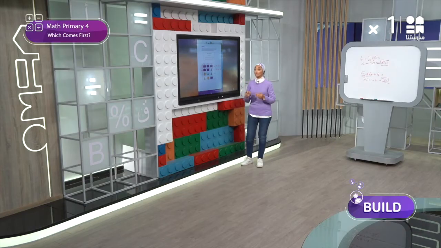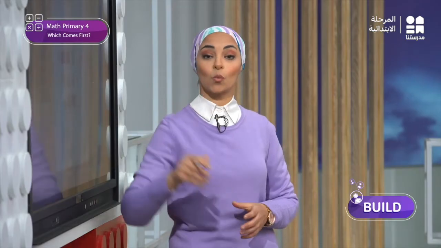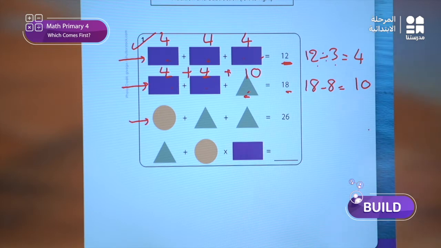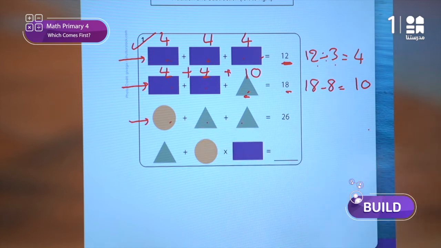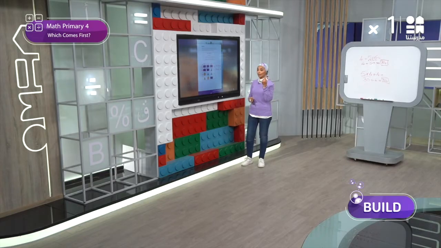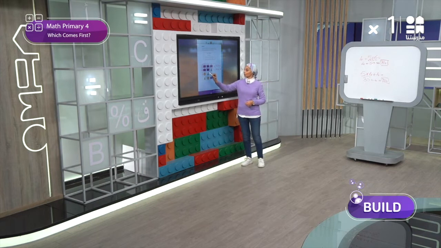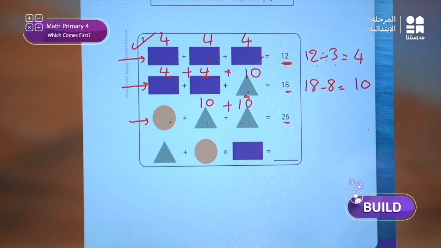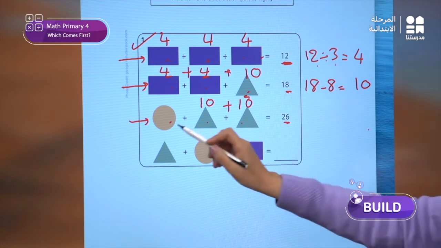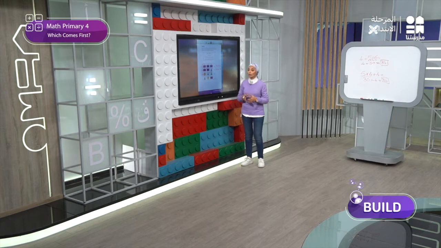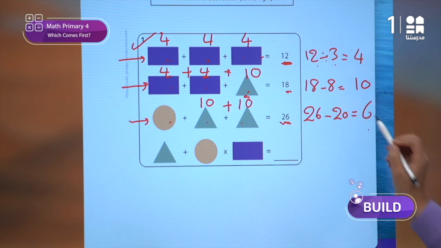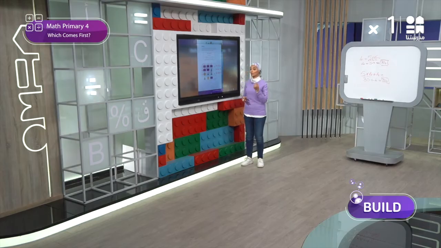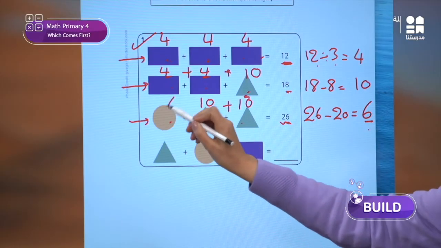Okay, and now let's move to the third equation. Here is the third one. In the third equation we have 2 triangles and 1 circle. As you see here, 2 triangles and 1 circle. And the sum of all these shapes equals 26. We know that 1 triangle equals 10. So I will write here 10 and another 10. 10 plus 10 gives me 20. So what does this mean? To find the circle, I will do 26 minus 20. 26 minus 20 gives me what? Of course, gives me 6. So now we know that the value of 1 circle equals 6, right?